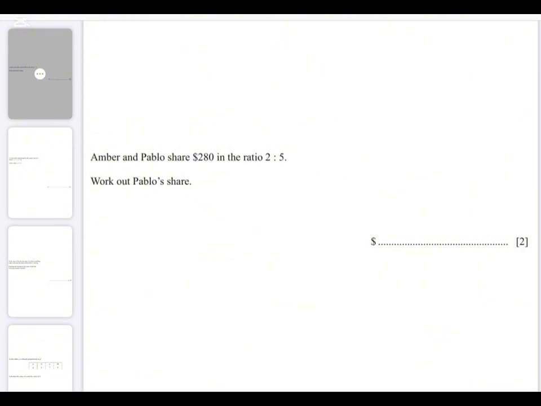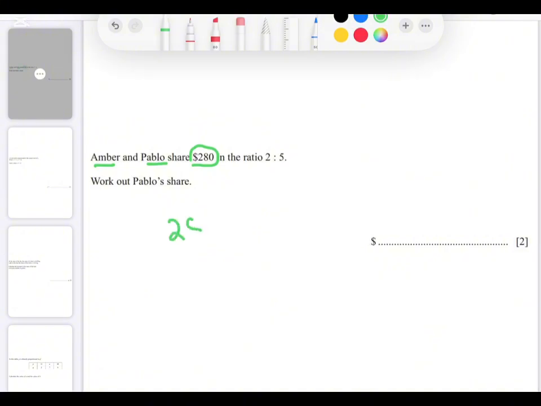Now question number 1: Amber and Pablo shared $280 in the ratio of 2:5. Work out Pablo's share. We have done the basic concept of ratio, so if you understand that, then this question is very easy for you. So right now we have Amber and Pablo sharing 280 rupees, so we know the total amount. I write total amount 280, and if I total this ratio, it will become 7. 2 plus 5 will be 7.